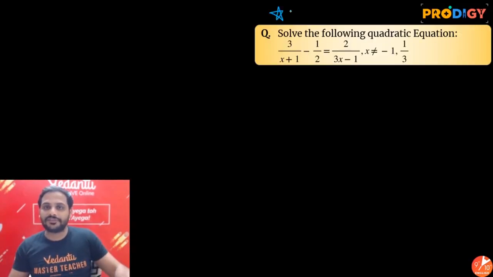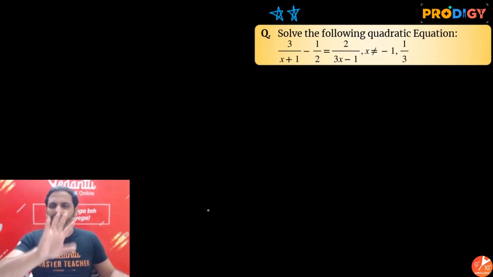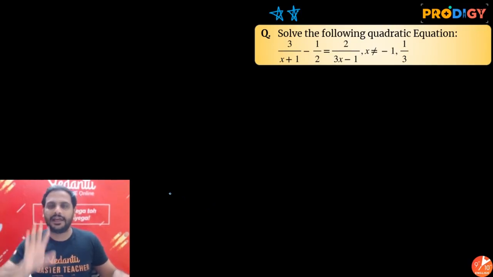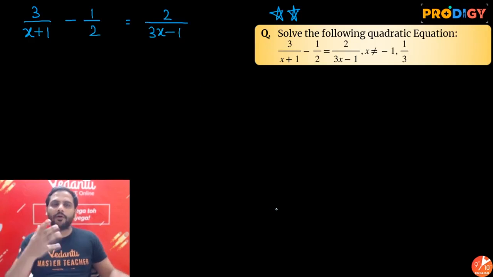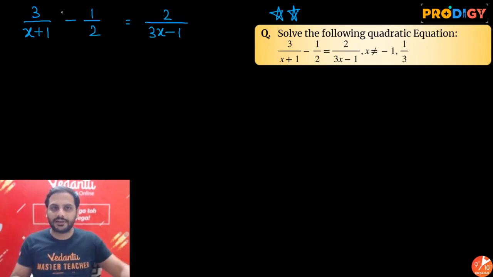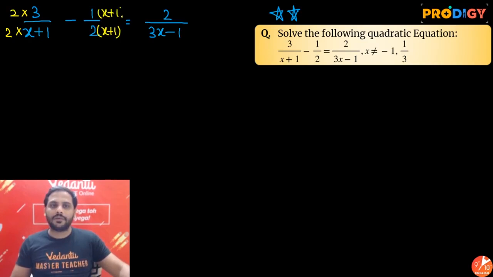Remember, I have told you that we'll be solving this question. It will be very easy now. Don't be afraid, it's very easy. Try to see over here. Guys, we have 3 by x plus 1 minus 1 by 2 is equal to 2 upon 3x minus 1. Yeah, obviously if I am dealing with fractions, and that too subtraction of fractions, I don't have any other choice than making the common denominator. So here I will multiply with 2, and here I will multiply with x plus 1. So now I have a common denominator, that is 2 into x plus 1.